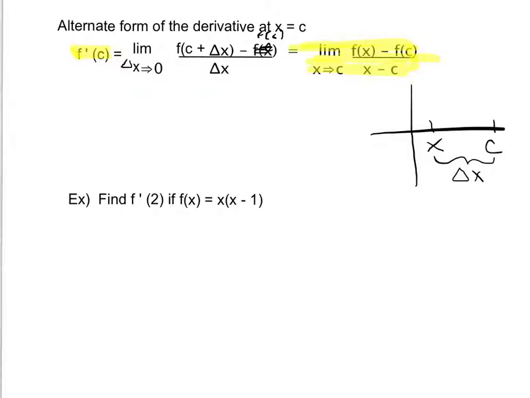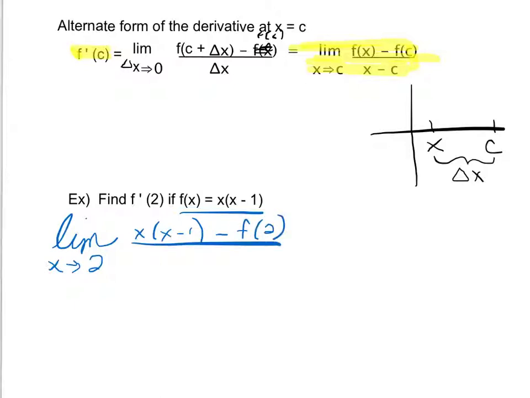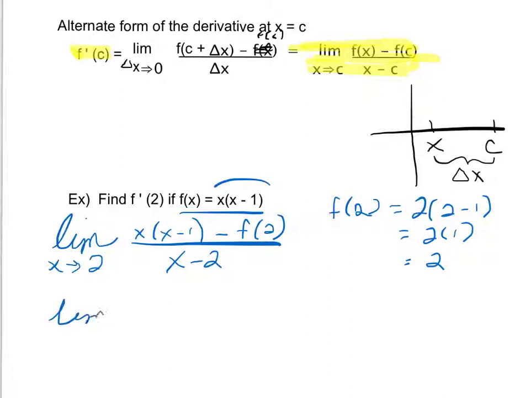So looking at one example of how this formula works, if I want to find the derivative at 2 for my function f of x equals x times x minus 1, I'm going to use my alternate definition and say the limit as x approaches 2 of f of x minus f of 2 all over x minus 2. Well, f of 2 I can find by plugging 2 into my function, which gives me 2 times 2 minus 1, which is 2 times 1, or 2.